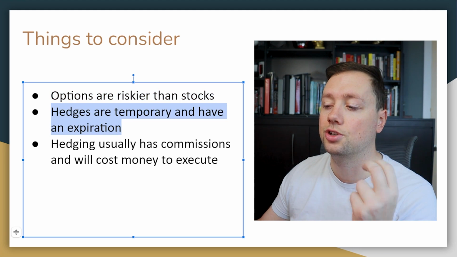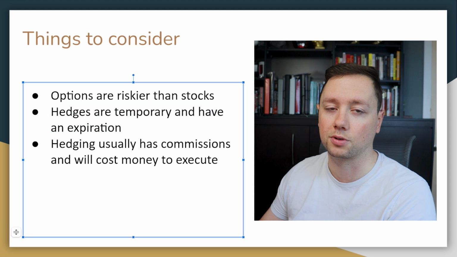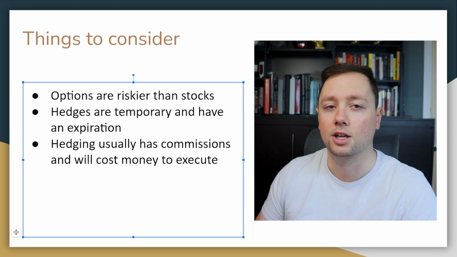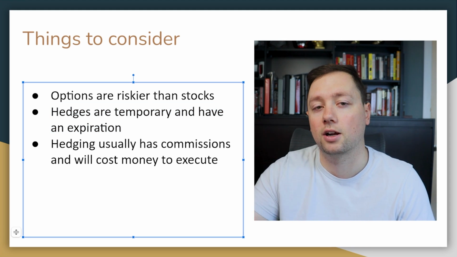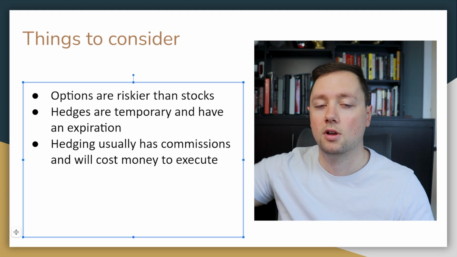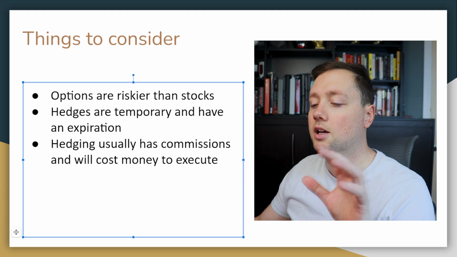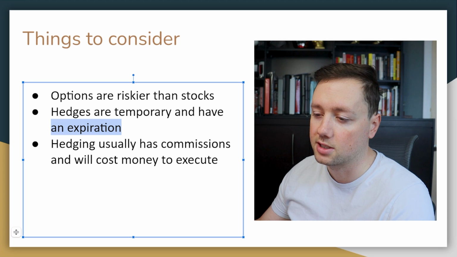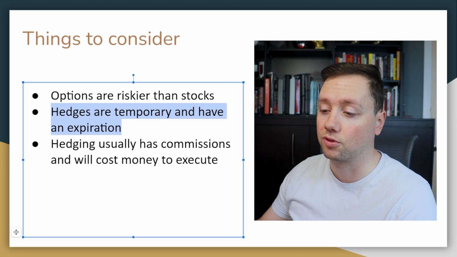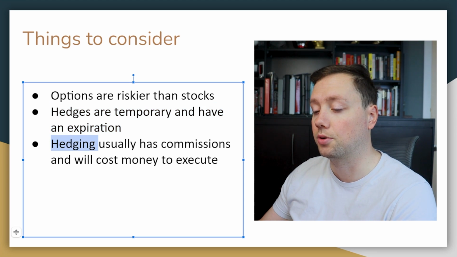Secondly, hedges are usually temporary and they have an expiration, especially if you're using options. You can buy these options that expire at whatever date, but the further out you go, the more expensive they usually become. So you have to keep that in mind. Most of these hedges usually come with a time frame associated with them.